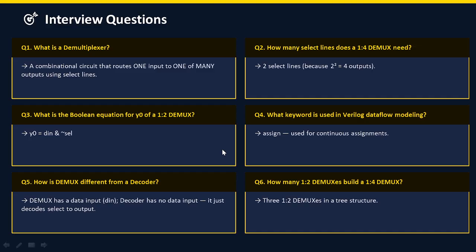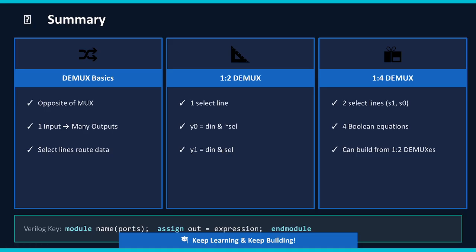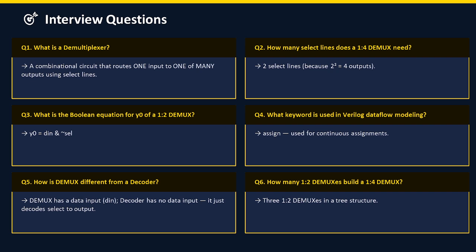I have mentioned these will be common questions that they ask in interviews based on the demultiplexer. Like, what is a demultiplexer? How many select lines does a 1 is to 4 DEMUX need? What is the Boolean equation for it? That concept which I explained, the same they are going to ask.